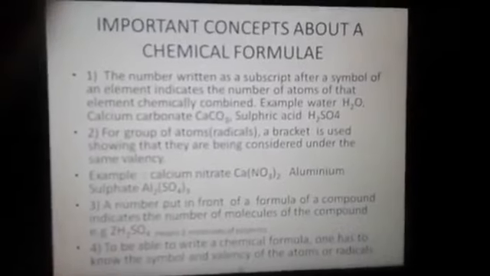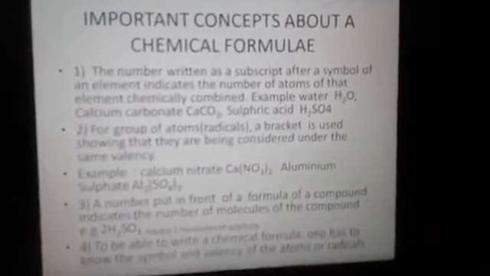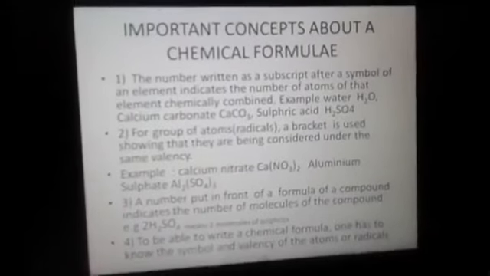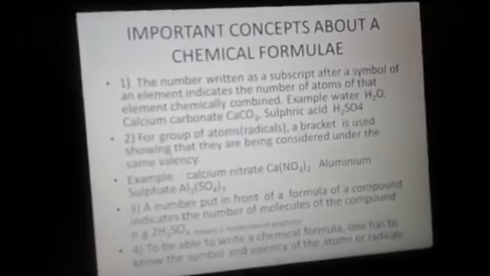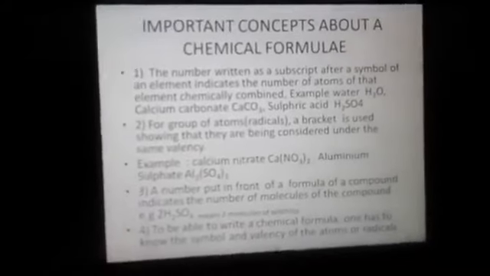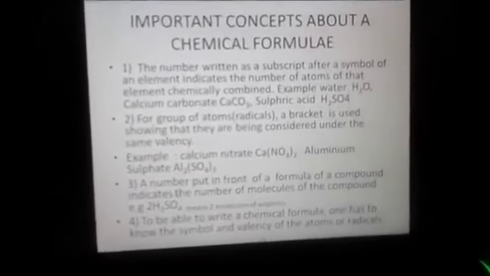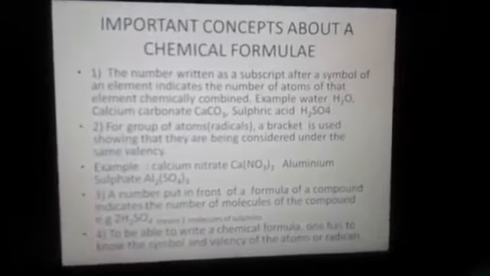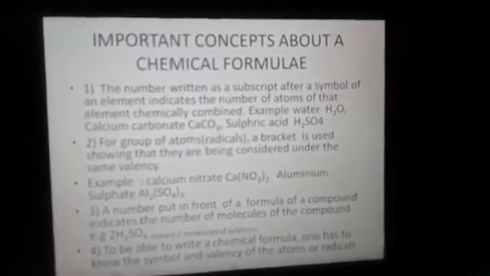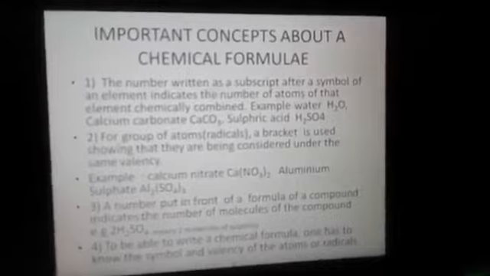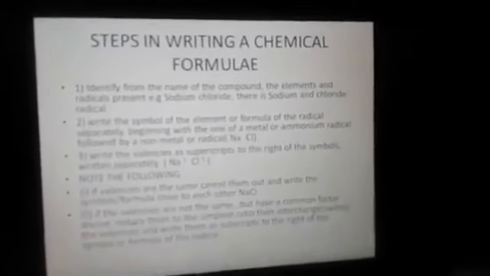So, important concepts about the chemical formula. The number written as a subscript after a symbol of an element indicates the number of atoms of that element chemically combined. Example, H2O. You can also have calcium carbonate, CaCO3, and sulfuric acid, H2SO4. For a group of atoms or radicals, a bracket can be used to show that they will have the same valency. Example, calcium nitrate, Ca(NO3)2, and so on and so forth.